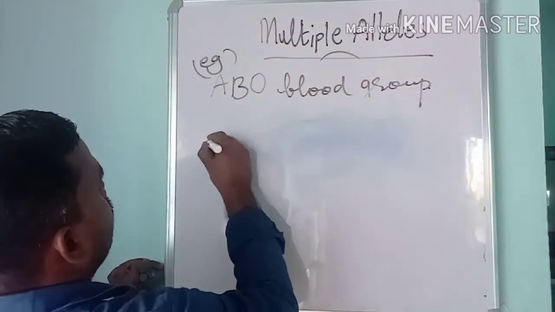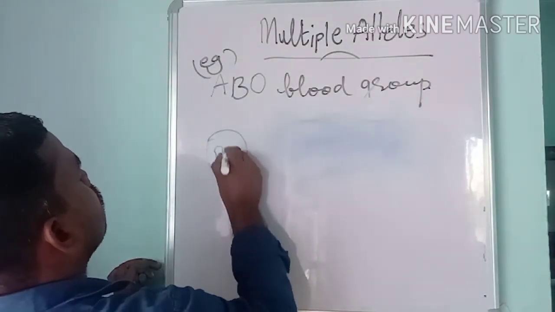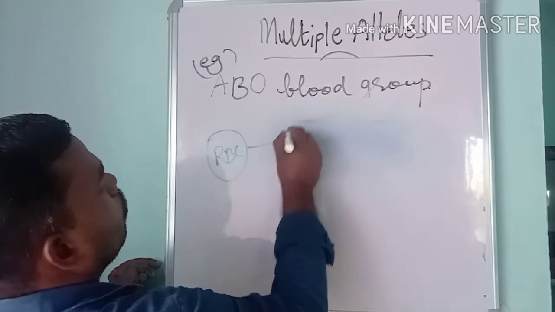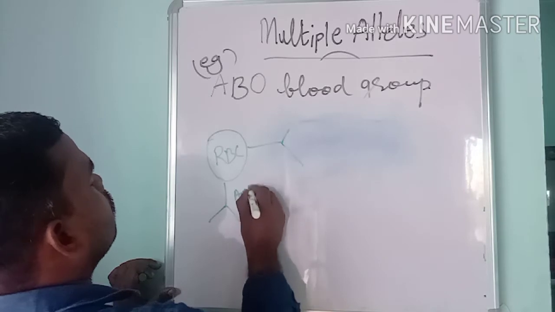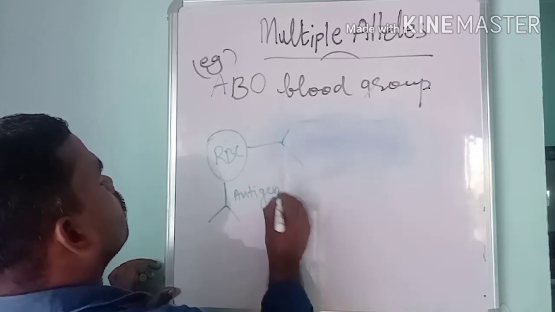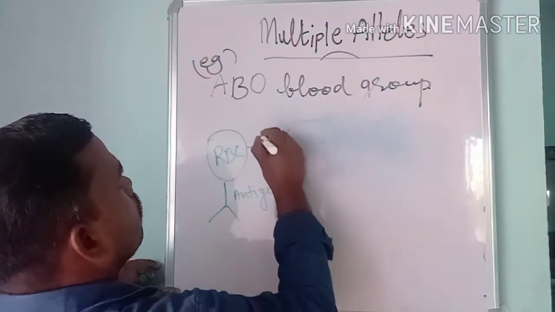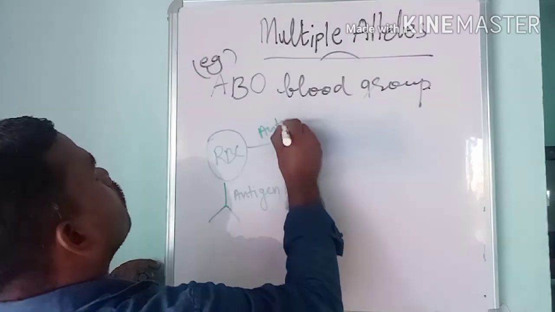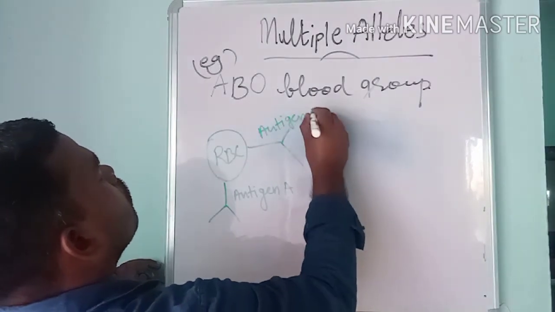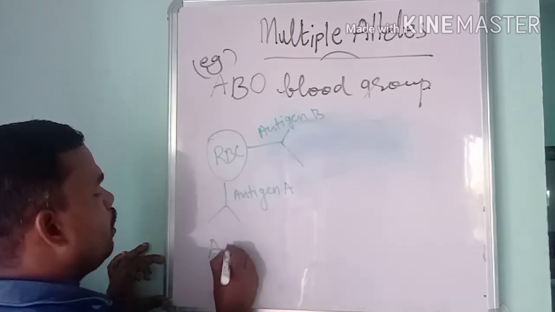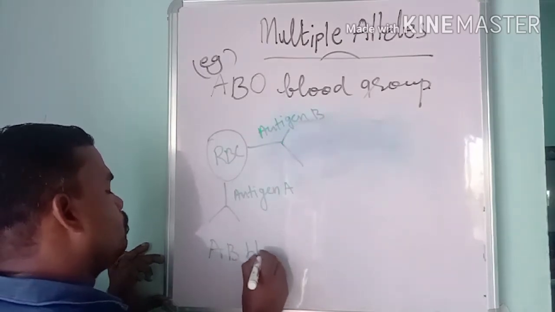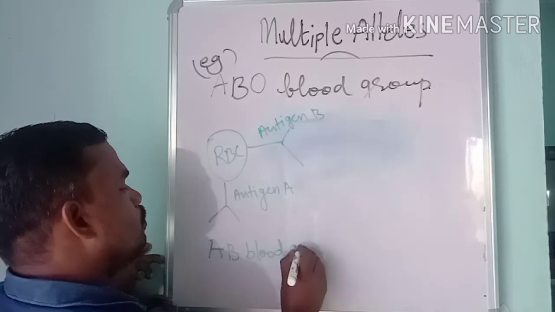If the RBC has both antigen A and antigen B, then it is considered an AB blood group.